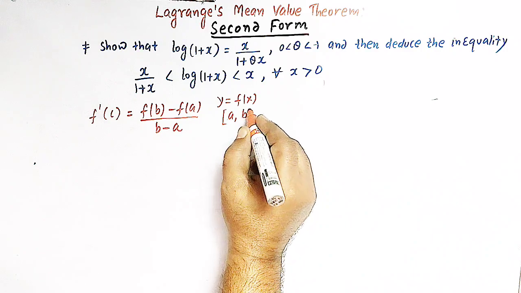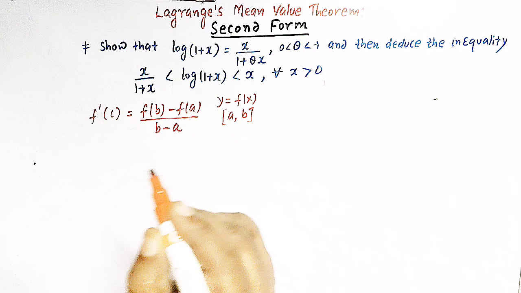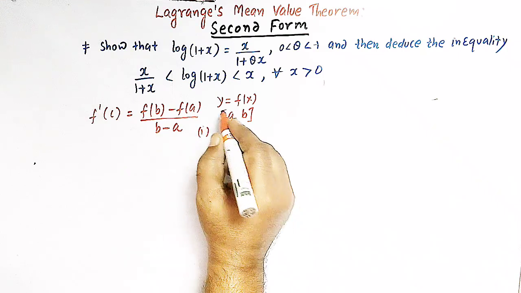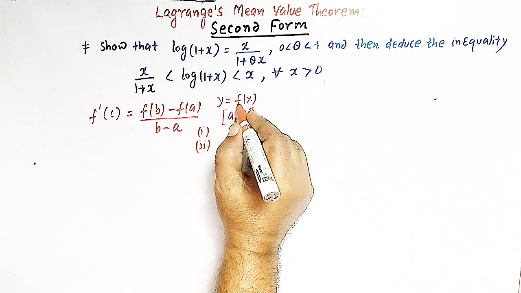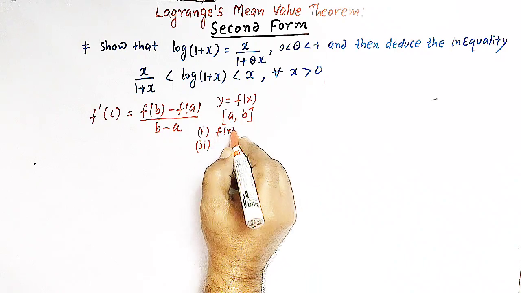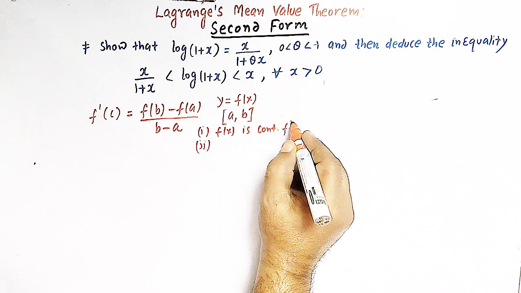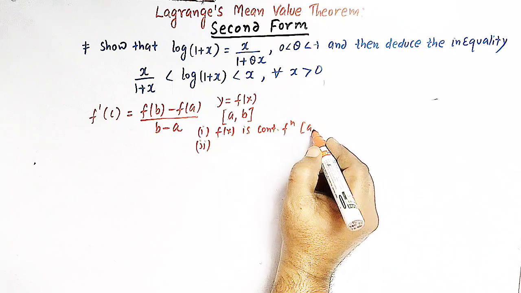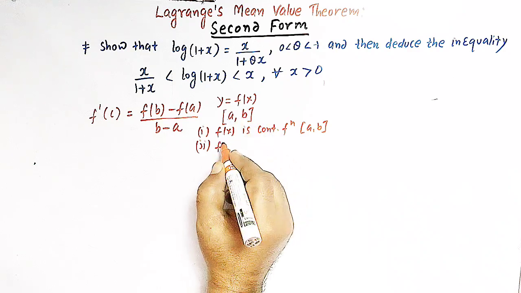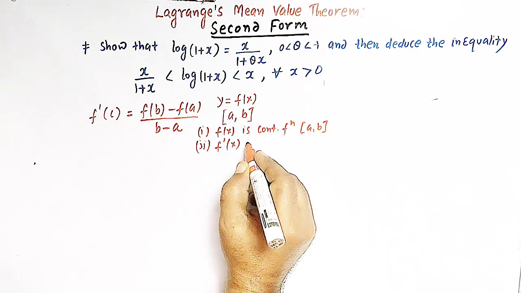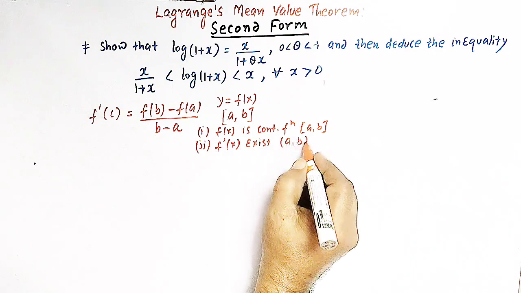say a comma b, so this is a closed interval a comma b, and if this function satisfies these two conditions, that is this function f of x is a continuous function in the closed interval, that is a comma b, and this function is derivable, that is f prime of x exists in the open interval a comma b.